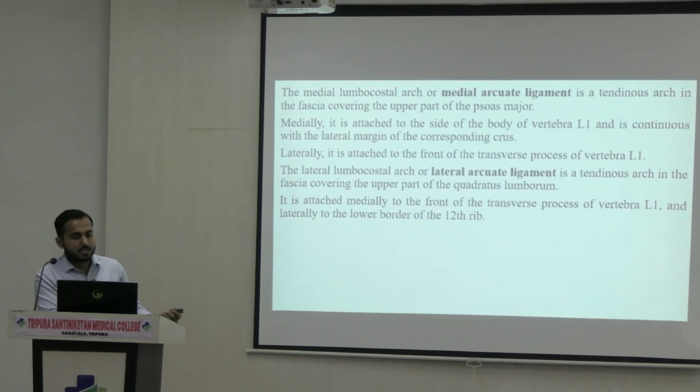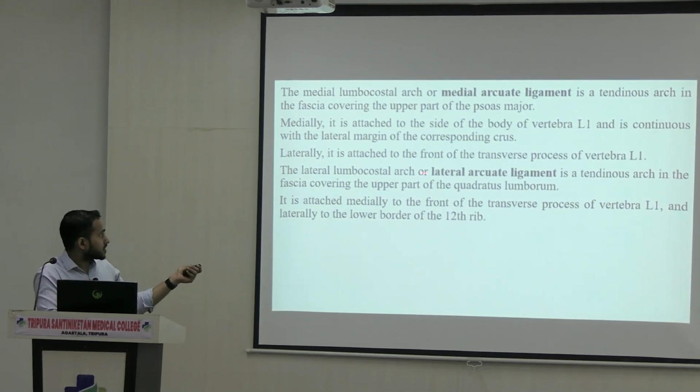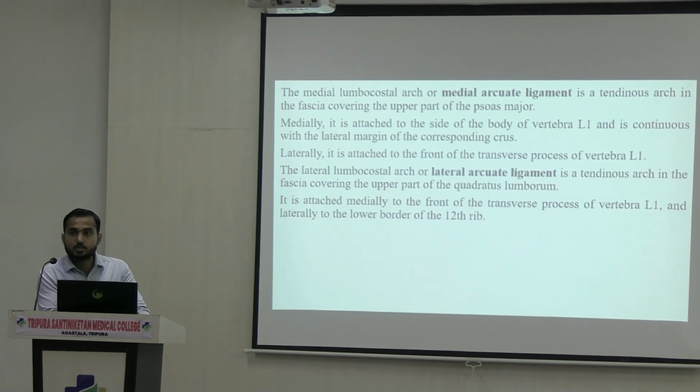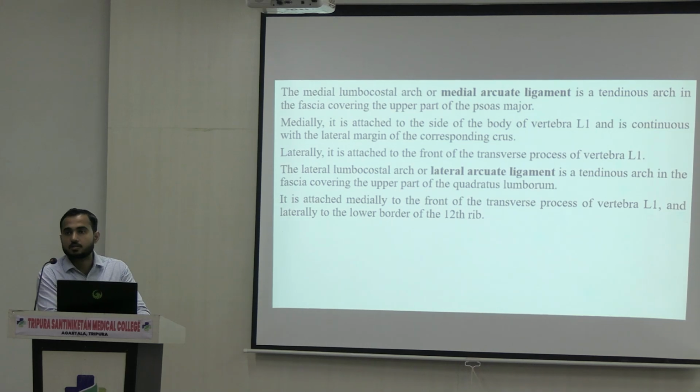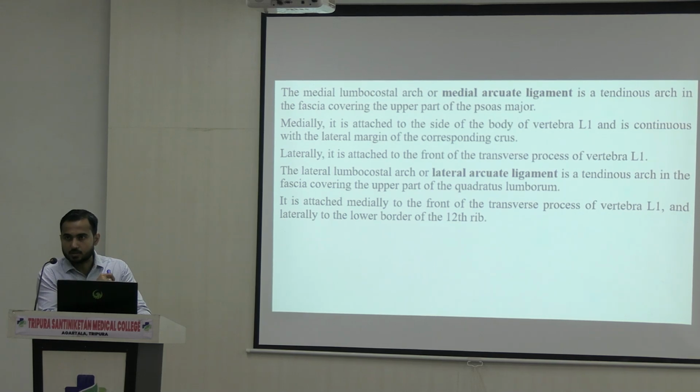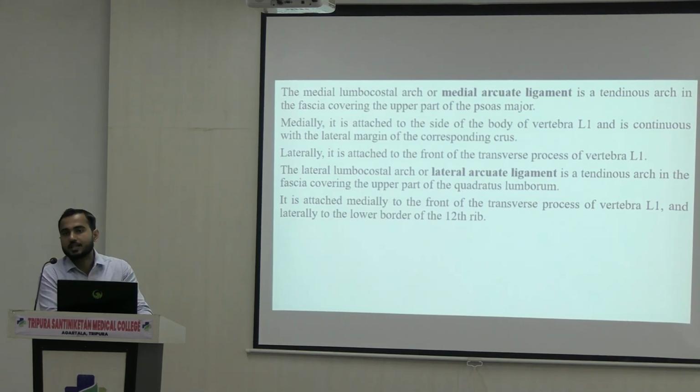Okay. Next is the lateral lumbocostal arch, or also called as lateral arcuate ligament. Same, it is also a tendinous arch produced by the fascia, which is covering the upper part of the quadratus lumborum muscle. If you remember the muscles of the posterior abdominal wall, which we have discussed earlier, I am talking about those muscles, and the fascia covering the upper aspect of those muscles gets thickened to form those ligaments, which is tendinous in nature.